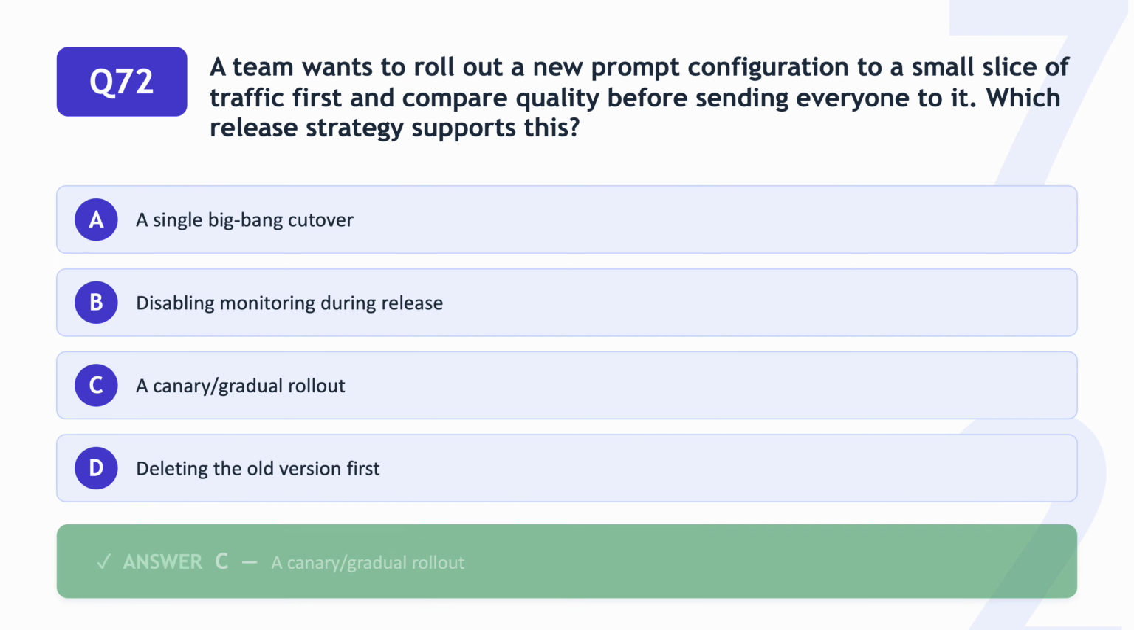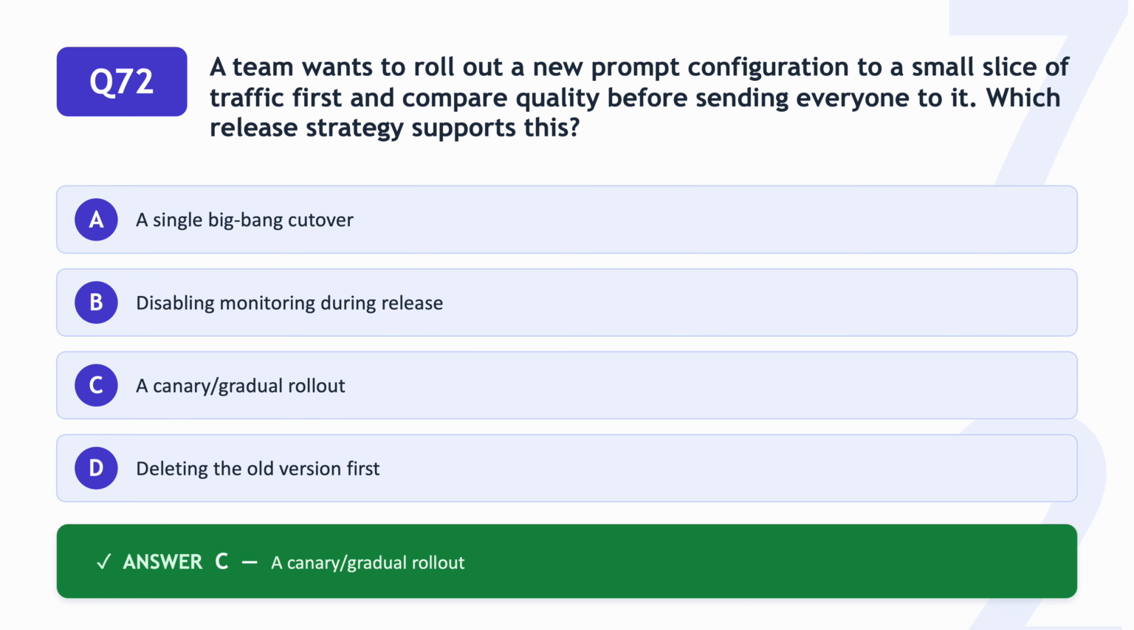Correct answer, C. A canary gradual rollout. Why C is correct? The scenario describes deploying a new prompt configuration, sending it to only a small percentage of traffic, measuring quality and performance, and expanding deployment only if results are good. This is the definition of a canary rollout, also called a gradual rollout.